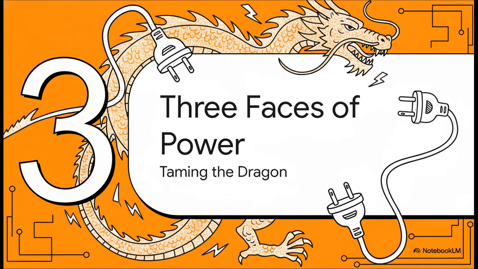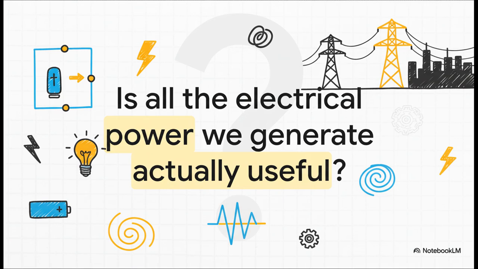So, we've got our amazing AC power grid, but here's where things get really fascinating. There's a catch. It turns out that not all the power that's flowing through the grid is actually doing useful work. To be truly efficient, we have to understand the different types of power that are at play. And this is a really interesting question to ask.